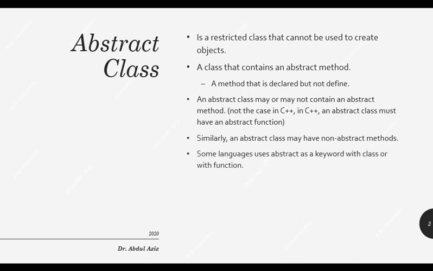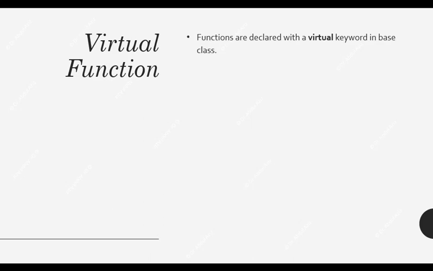As we discussed, some of the languages use a keyword, but in C++ we don't have any abstract keyword available. So we need to add the abstract method, and the only way to add the abstract method is the use of a virtual function. So what is a virtual function? Very simple. A function that is declared using the virtual keyword is known as a virtual function.